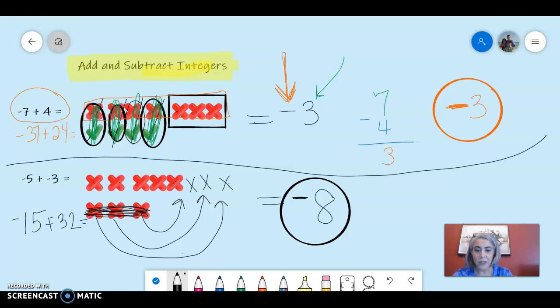Okay, so I'm going to go and erase some of this stuff, and then we're going to do those bigger problems that we had written. So pardon me as I go and erase.